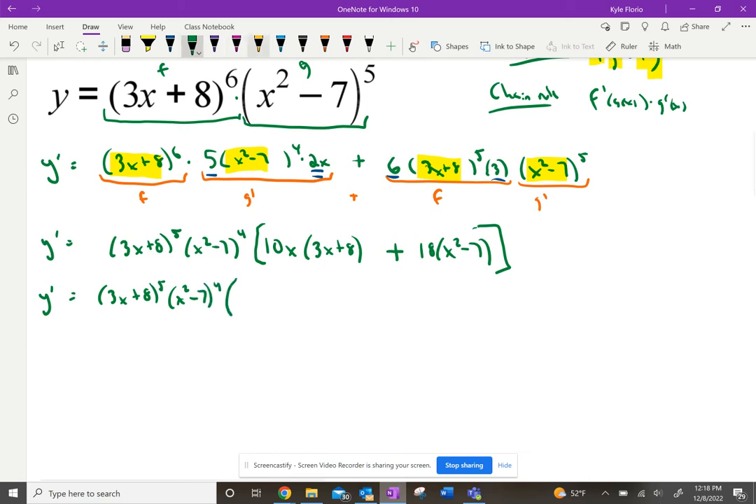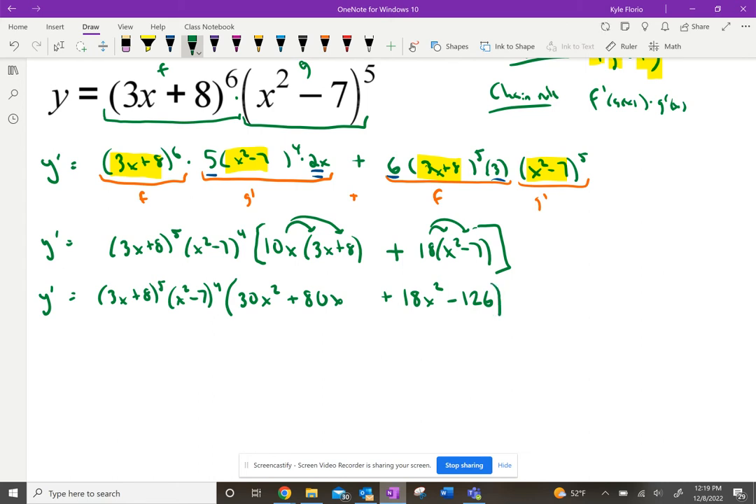And then from here, we're just going to distribute and combine like terms. So 10x times 3x is 30x squared. 10x times 8 is 80x. 18 times x squared is 18x squared. And 18 times 7, I believe, is 126. Let's see, 70 and 56, yeah.